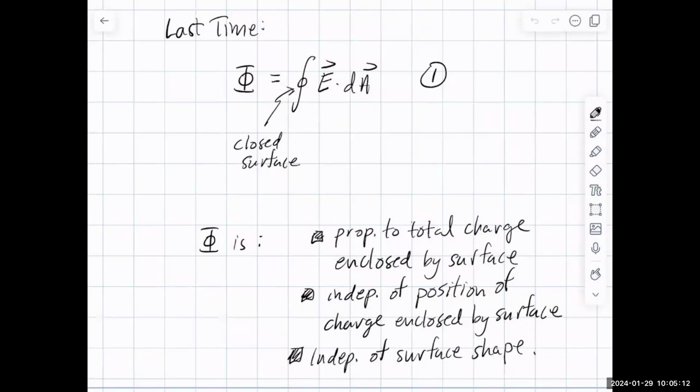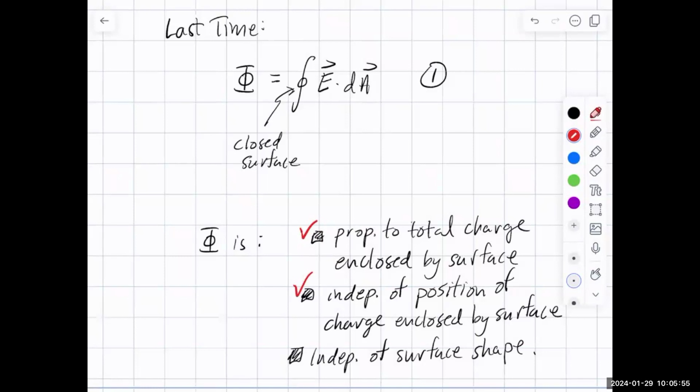We went through a series of arguments last class to show a few different things. One is that the flux Φ is proportional to the total charge enclosed by our surface. That means if I have a charge sitting outside of the surface, it doesn't contribute any flux at all. It's only the charge contained inside that is responsible for the net flux through our closed surface. The second thing we discovered is that if I have a charge Q inside my closed surface, I can move it around to different positions.